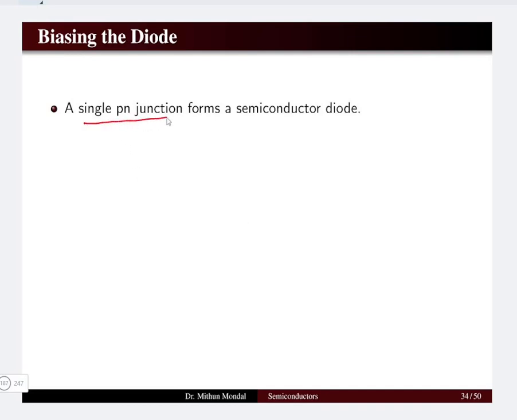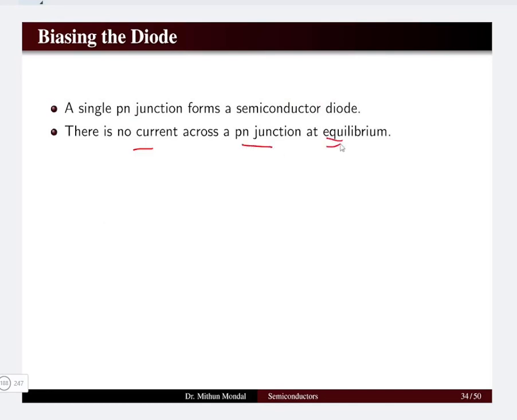So a single PN junction forms a semiconductor diode that we have seen. When you have a single PN junction, it is basically a diode, and the diode is known as the semiconductor diode. There is no current across the PN junction at equilibrium. So at equilibrium, no current will flow across the PN junction, meaning no external source is applied or no heat energy has been given till now.